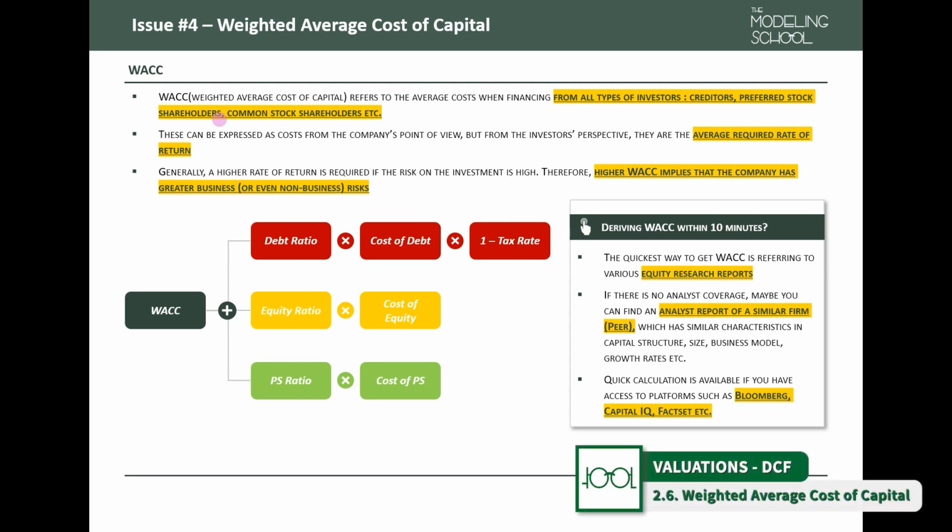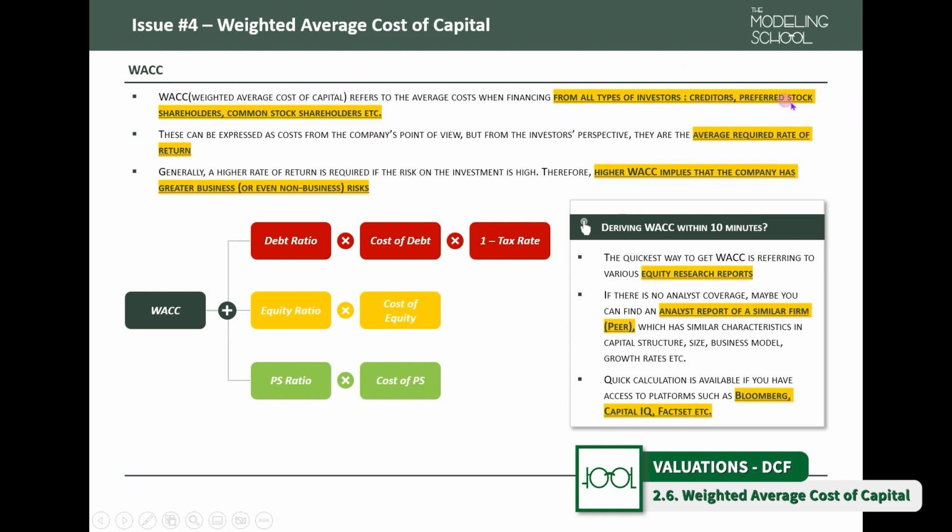Issue number 4 would be on weighted average cost of capital. So weighted average cost of capital simply refers to the average costs when financing from the company's point of view from all types of investors. So you can borrow from the bank, you can issue bonds, you can issue preferred stocks, you can also issue shares, common shares, and an average of all of these investors would be WACC, weighted average cost of capital.